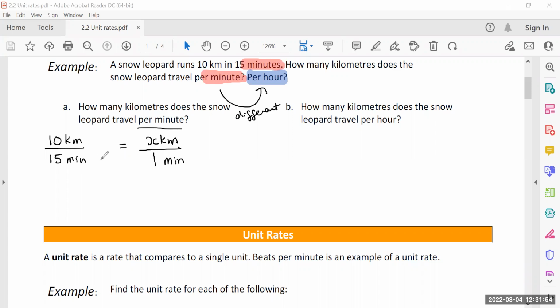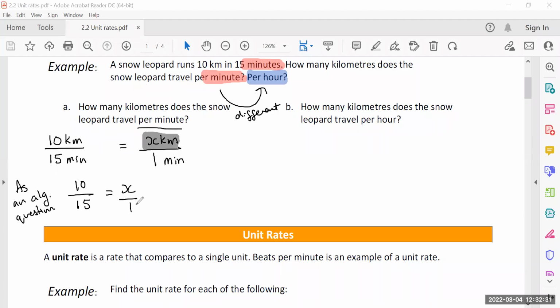I'll demonstrate this first part. Again, algebra is in the works, right? As I said, I'm going to try to push the algebra agenda. My goal is to get X all alone, right? So if I were to do this mathematically, as an algebra question, it would be 10 over 15 equals X over 1.